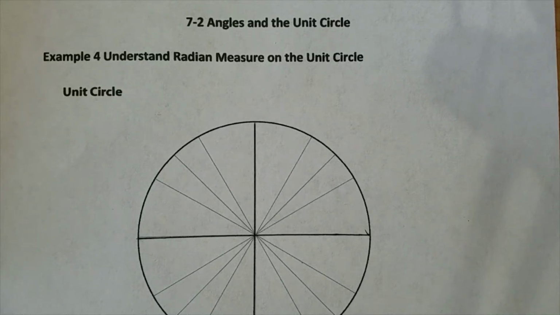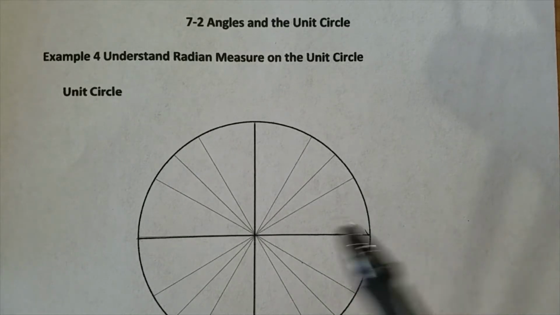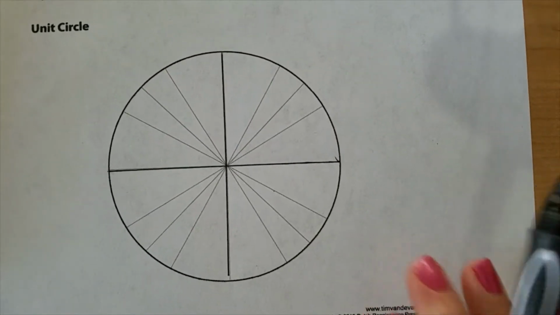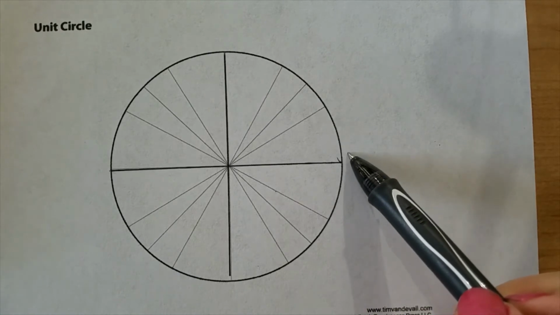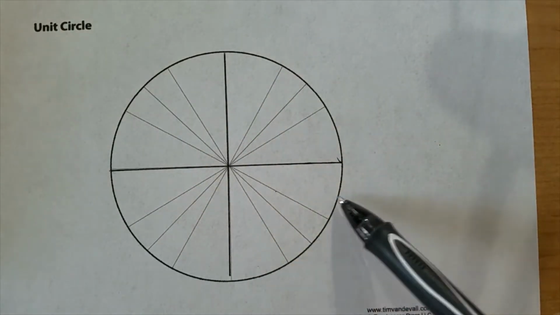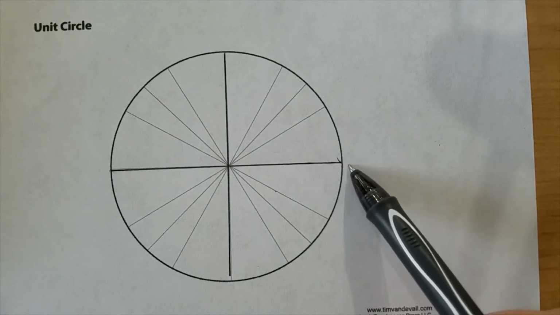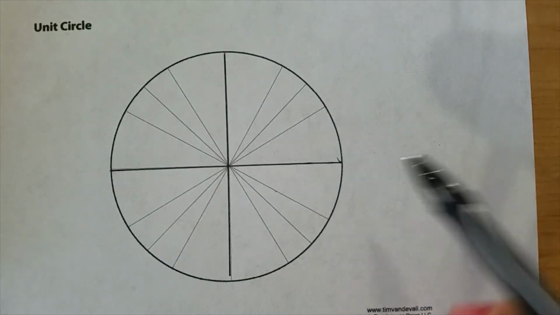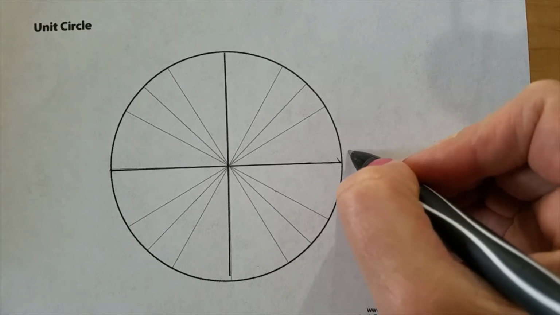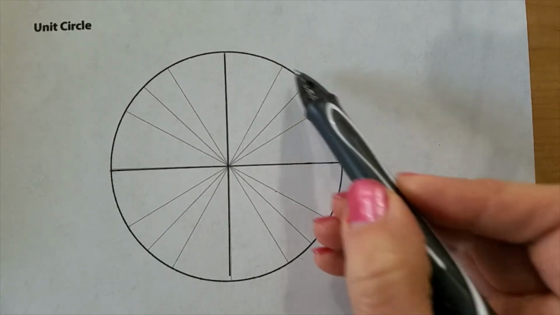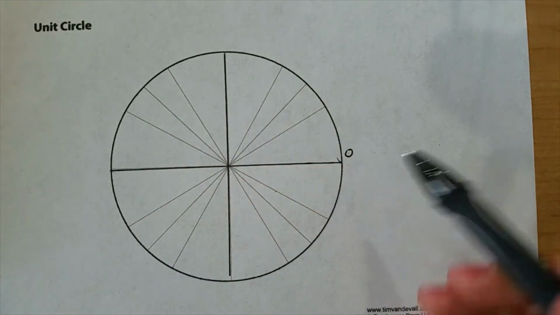Let's start putting some radian measures on the unit circle. Before, we've been dealing with degrees, and we always started with 0 degrees. We did one rotation, remember, moving counterclockwise in the positive direction, and we were at 360 degrees. Well, with radians, we start at 0 radians. And remember, the circumference of a circle is 2 pi.